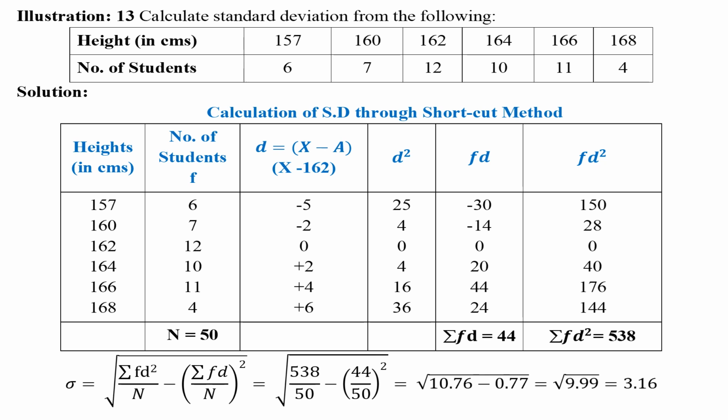This illustration is related with calculation of standard deviation by shortcut method. This is a discrete series. Assumed mean equals 162. A 6-column table is prepared. First two columns contain variables and frequency, as given in the illustration. In the third column, d is calculated with assumed mean 162. In the fourth column, d square is calculated. In the fifth column, f into d is calculated. In the last column, f into d square is calculated. Then the sum values should be applied in the formula and standard deviation is calculated.